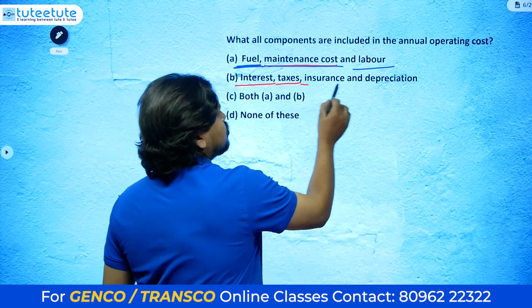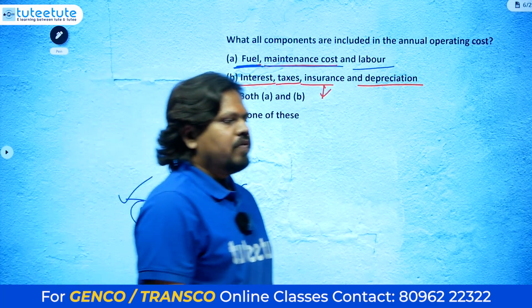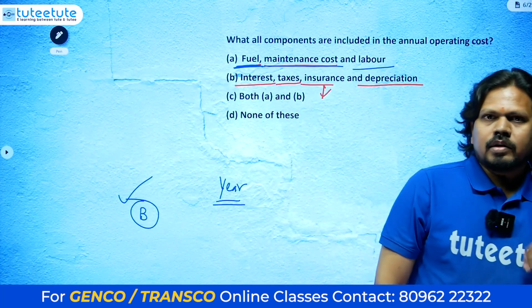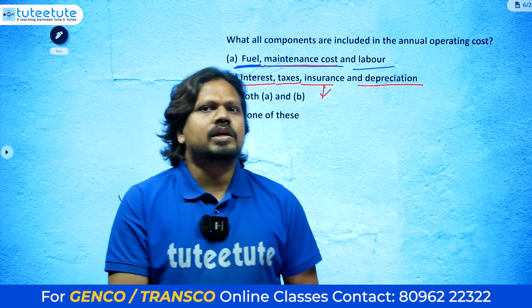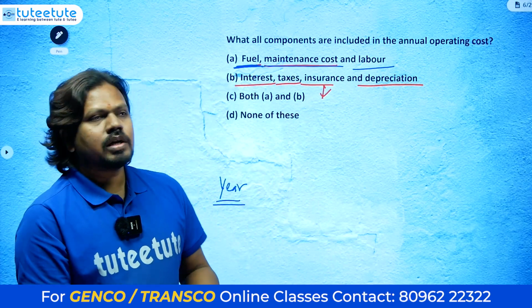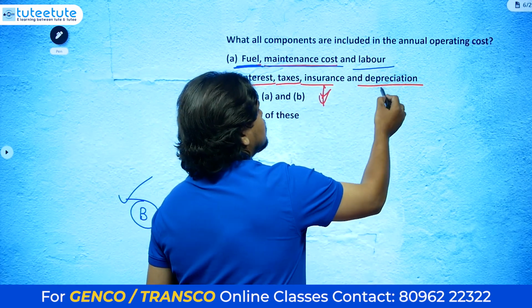Next, insurance and depreciation. Insurance, definitely it is fixed. Every year it will come from the fixed cost. Otherwise, if you want to pay anything every year, like installments, these are fixed charges only, or we can consider them semi-fixed charges.